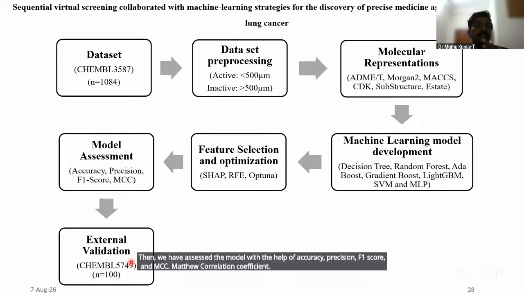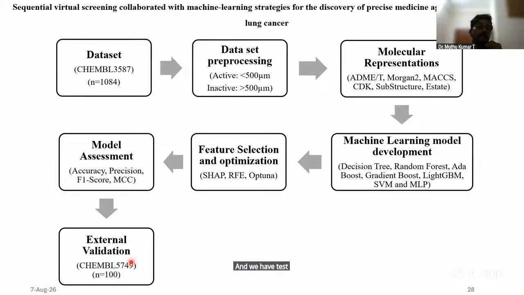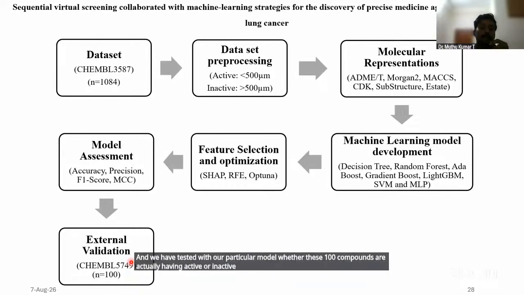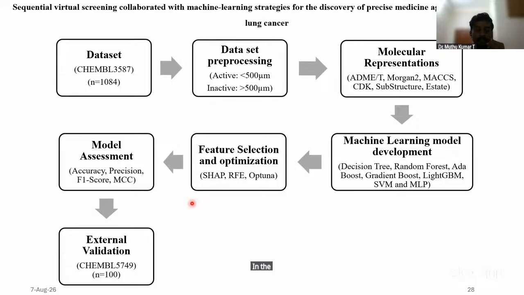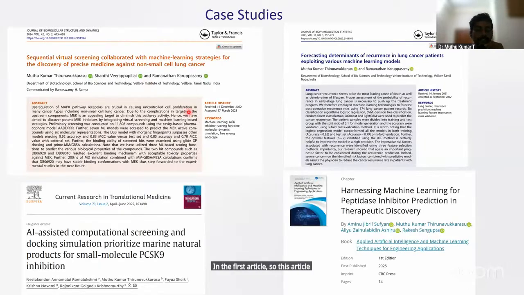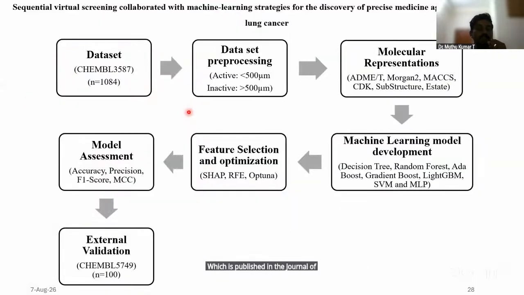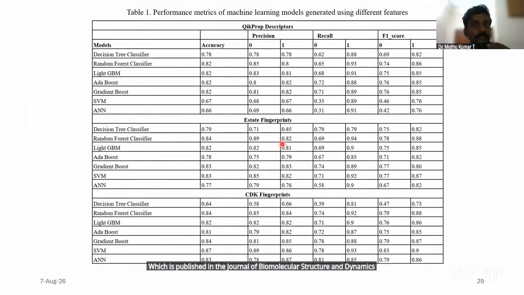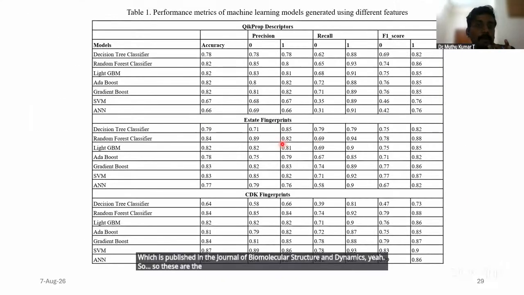Then again, we have taken another data set from ChEMBL, like 100 unknown compounds, an independent data set, and we have tested it with our particular model to see whether these 100 compounds are actually active or inactive. Finally, we have compared the actual versus predicted values. So these kinds of things we did in the first article, which is published in the Journal of Biomolecular Structure and Dynamics. Yeah, so these are the small report of the model.